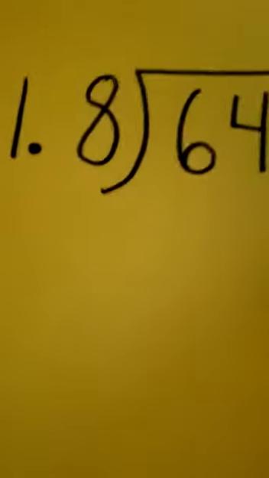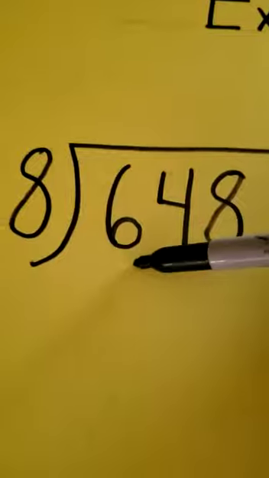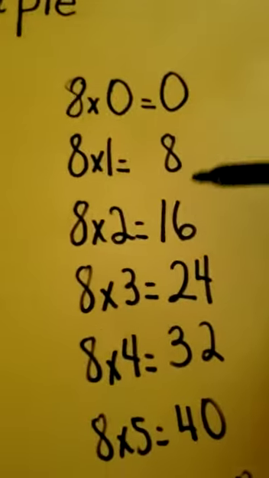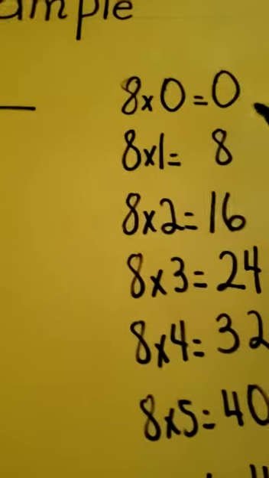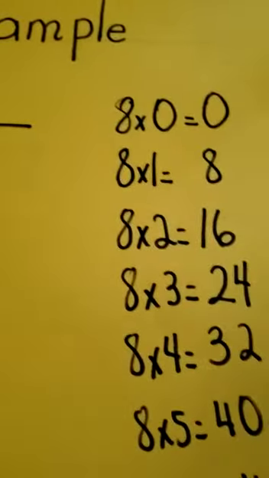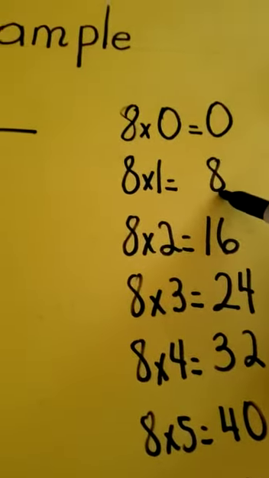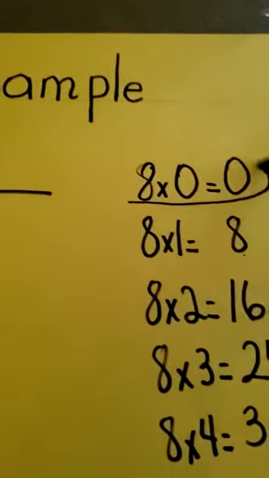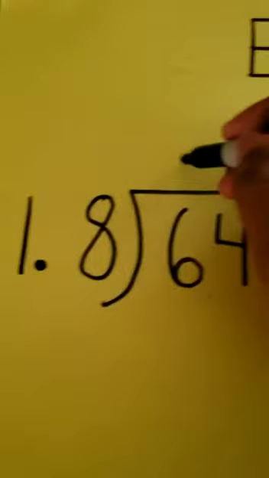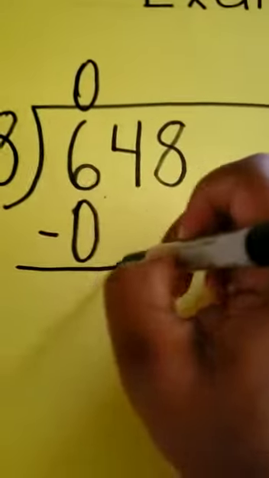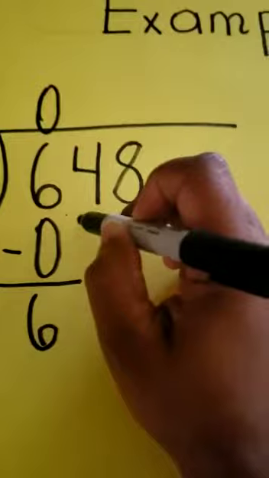First one. How many groups of 8 equals 6? Or how many groups of 8 can I get from 6? When we look at our 8 times table, there's nothing times 8 gives you 6. So which one of these answers is closest to 6? We're going to have to use 0. We can't use 8 because 6 cannot take away 8. So the closest number to 6 is 0. So we circle that. Then I put my 0 on top, and then my 0, my answer in the equation, and I subtract. 6 take away 0 is 6. Then I bring down the 4.